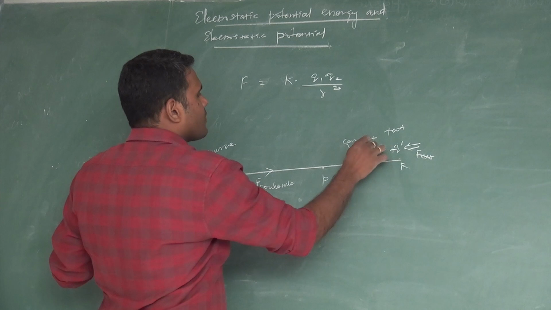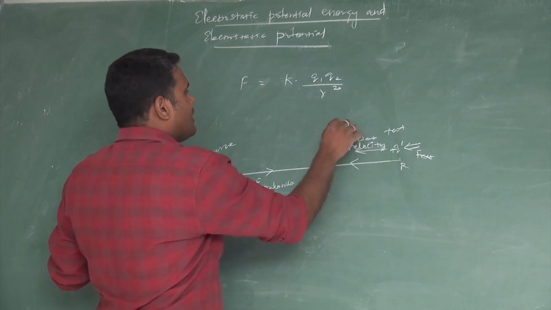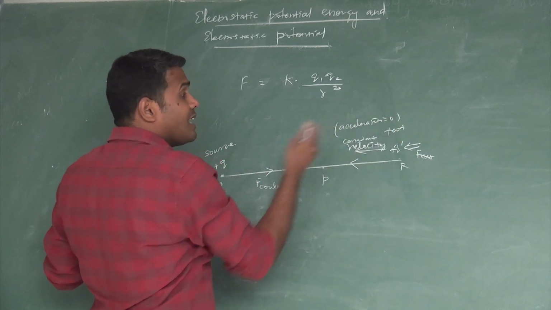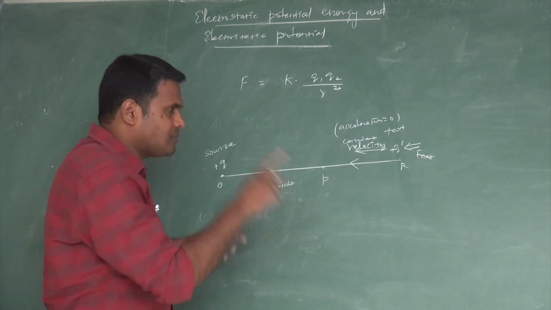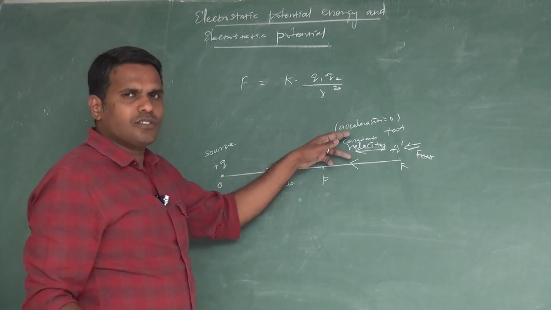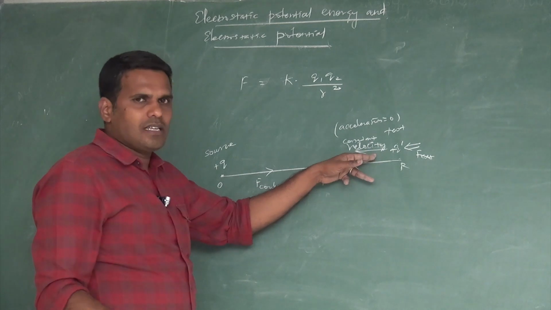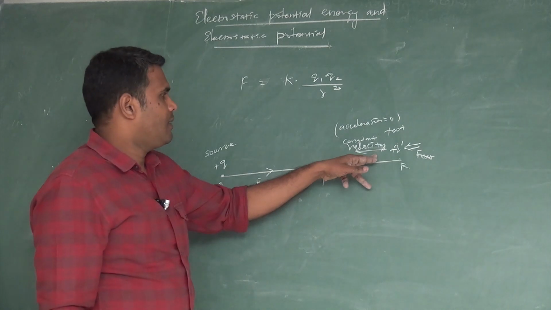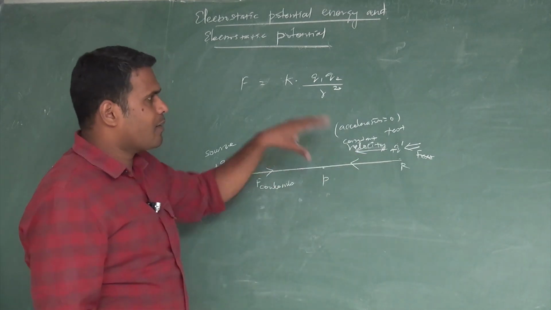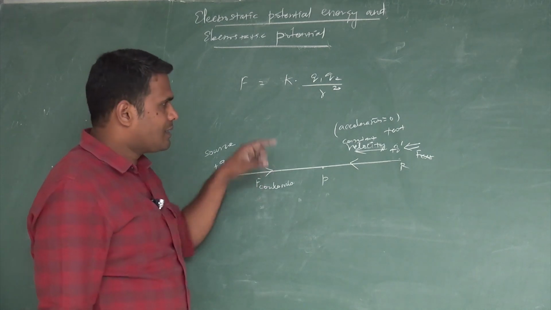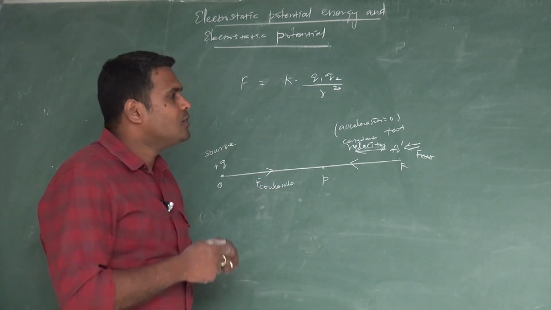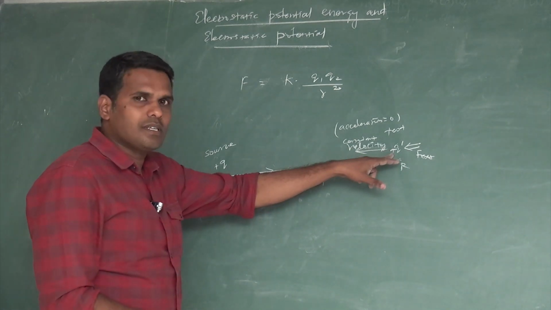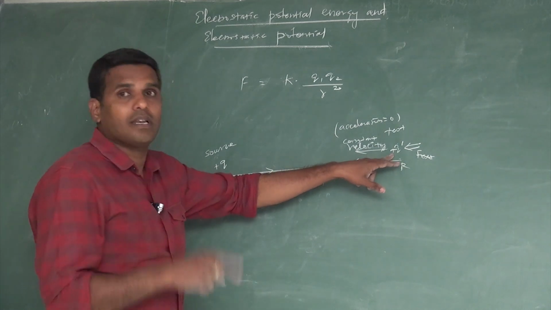Constant velocity, in the sense acceleration is 0. The charge should not get accelerated. It must be moved with a constant velocity. Why should acceleration be 0? If it gets accelerated, as you know, an accelerated electric charge will produce an electric field. But we already studied, in the determination of electric fields around source charges, that the test charge we have taken should not disturb the field around the source charge. So q prime should not possess any electric field.